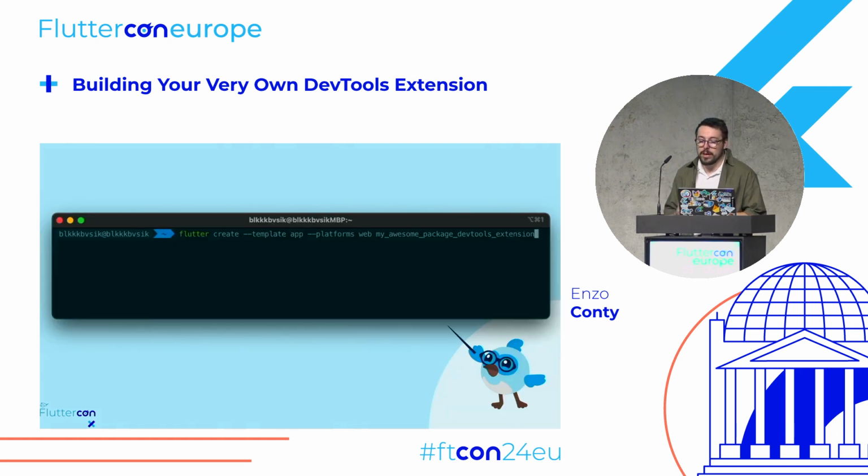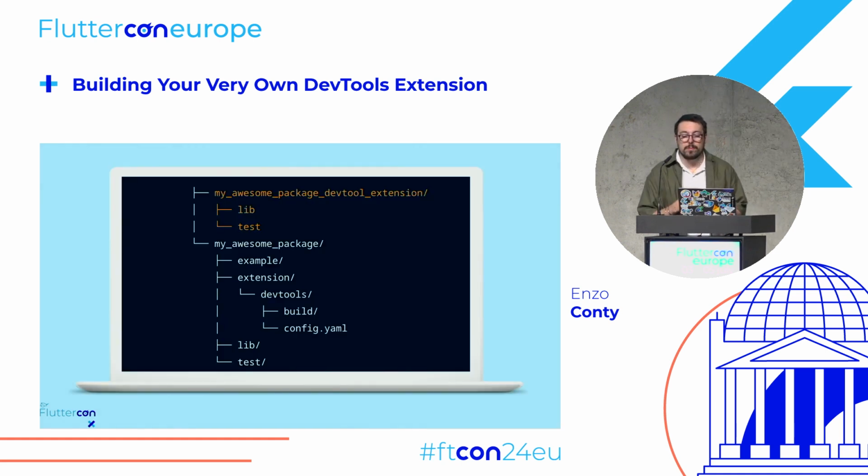Basically, we're going to create a new project outside of our current project, outside of the current package. And please follow the naming convention of having the same name as your package. For example, my awesome package, if you have an awesome package, and after that you put DevTools extension. DevTools extension is really a naming convention to follow, please.